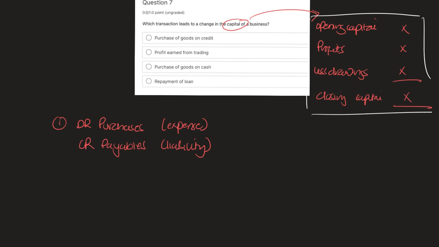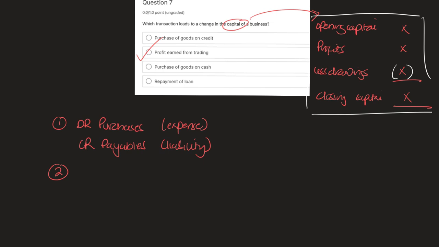Because capital is opening capital plus profits less drawings, okay? So less the drawings to give us the closing capital. So transaction 1 is not going to be one of our answers. Now, looking at transaction 2, it refers to profits earned on trading. Now, if we knew this capital equation, we could quite easily have just selected option 2 as the answer, okay?